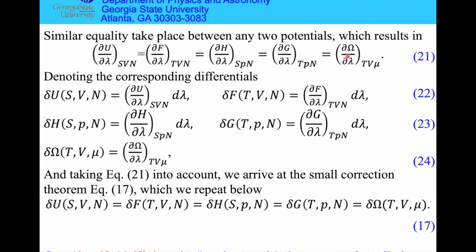I will denote each of these terms as delta L multiplied by d lambda. And d over d lambda multiplied by d lambda at S, V, N constant is dU. The same is valid for delta F, dF over d lambda, delta H, dH over d lambda, and so on to the end. Now, taking this into account, I clearly see that these four quantities are equal as long as they are expressed in terms of their own variables.